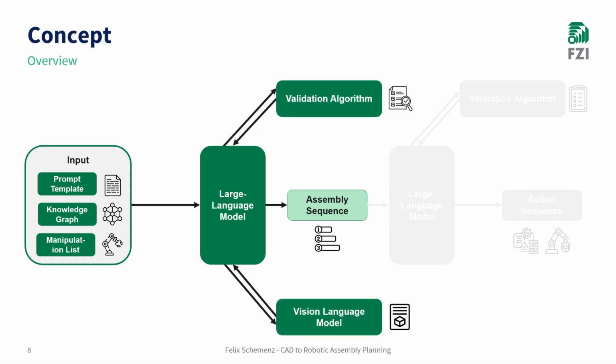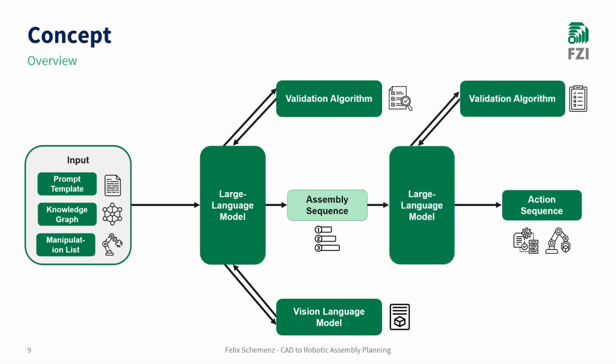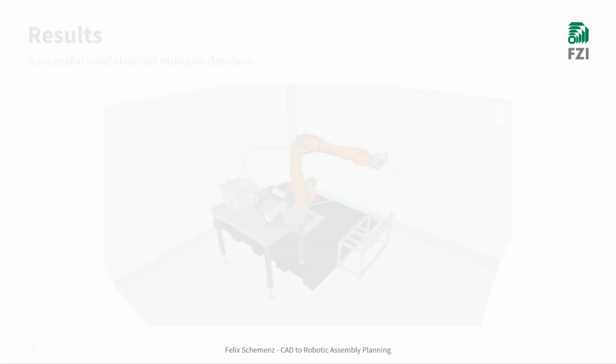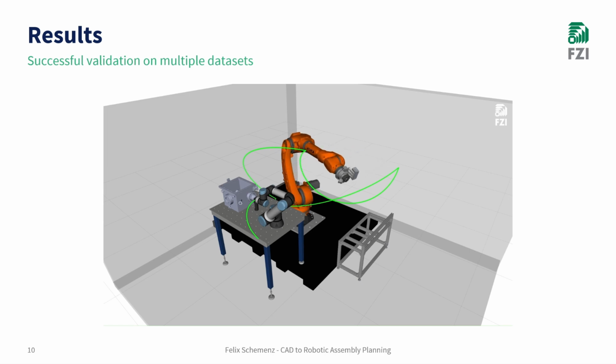To make sure that a solution is feasible, the LLM is guided by collision-checking algorithms and a VLM describing CAD renderings of each step. This assembly sequence is then extended to an action sequence that defines the movements of the robots. Validated on products of different complexity, my framework generates feasible assembly plans, enabling robots to assemble products which they have never seen before.